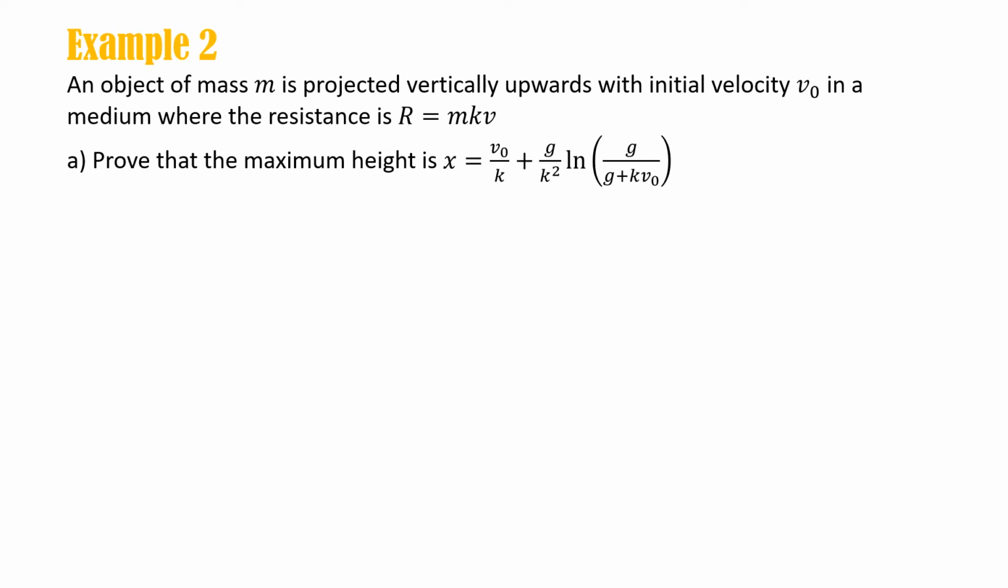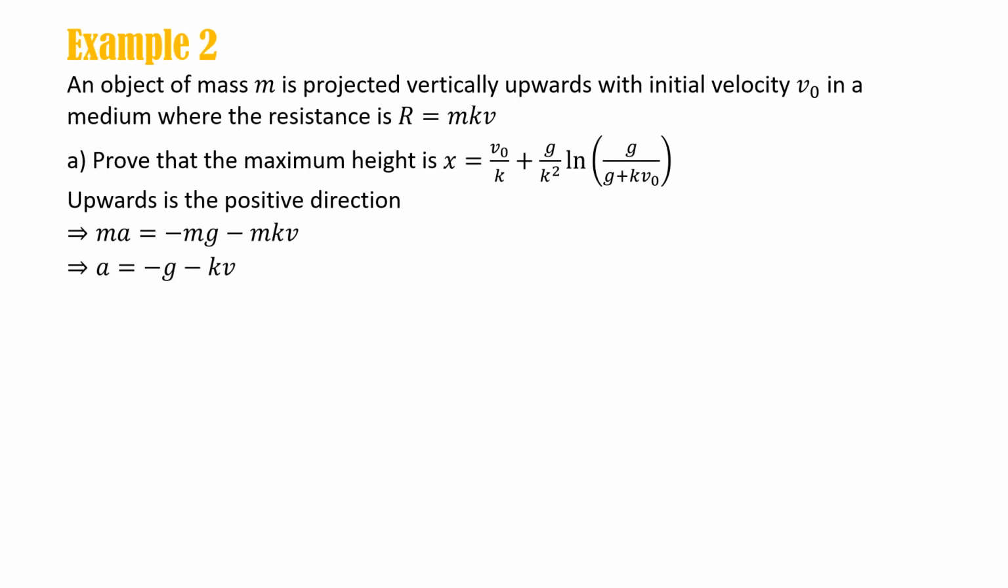So this time we're launching something up, so that means it's going upwards, so our positive direction is up. We always need to state that because then that helps us to explain what we're doing with gravity. So we're going up this time, so gravity is going to be a negative, all right? That's a force pulling down, acting against us. So mass times acceleration is going to be equal to negative mass times gravity, take away mkv. Again, we can divide m out of all of those, and we're left with acceleration equals negative g minus kv.